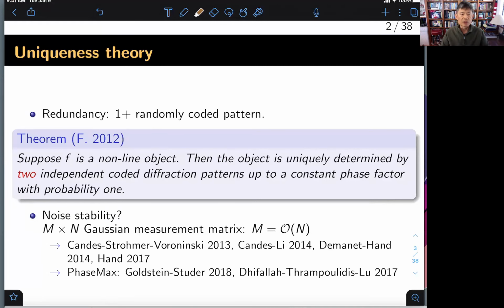So I'm not going to go into the detail here of what 1 plus means. You can go look at my paper from 2012 that specifies what exactly 1 plus means. So here I would just say, what if you have two independent coded diffraction patterns? Then the object is uniquely determined by those data up to a constant phase factor, which is probably 1. So again, here you need two independent coded diffraction patterns.